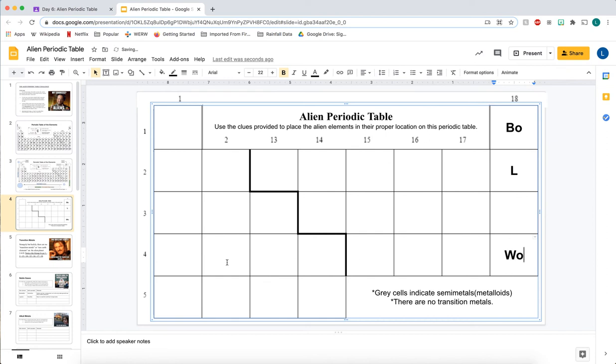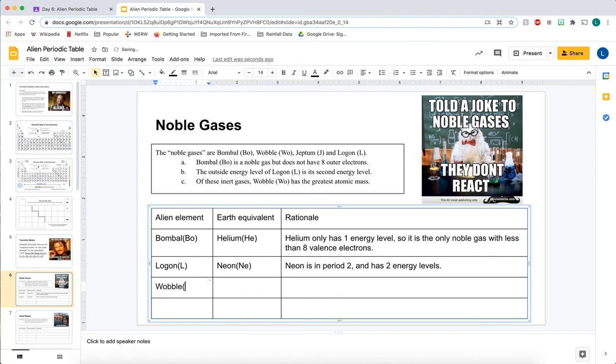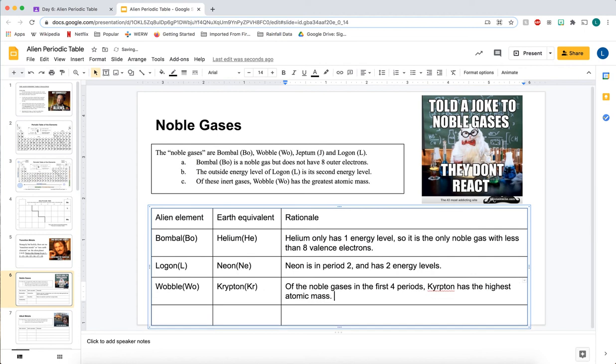So let me put WO there. Come to my table. Wobble, WO. That is equal to Krypton. Of the noble gases in the first 4 periods, Krypton has the highest atomic mass. Again, nice, short, sweet, to the point. You could add in "according to the reference table" to tell me what tool you're using to get this information.